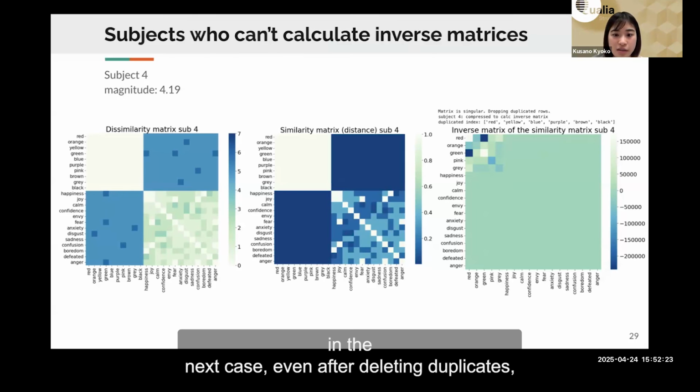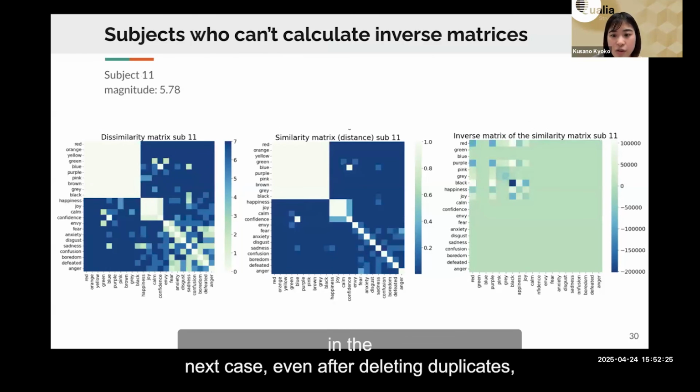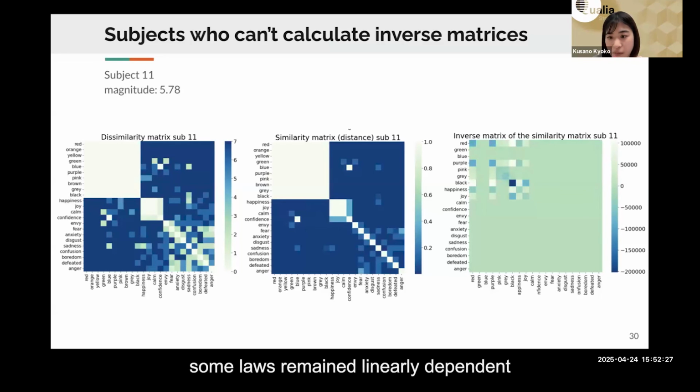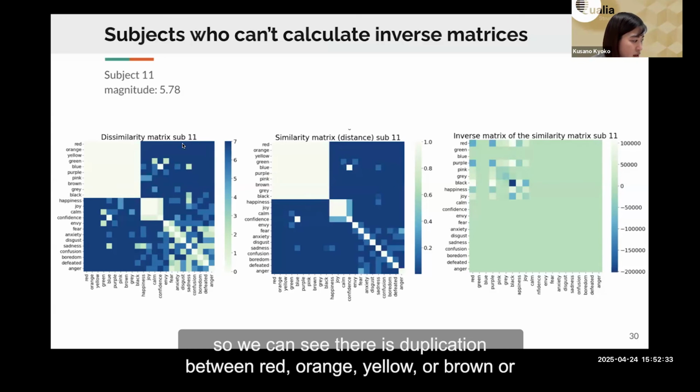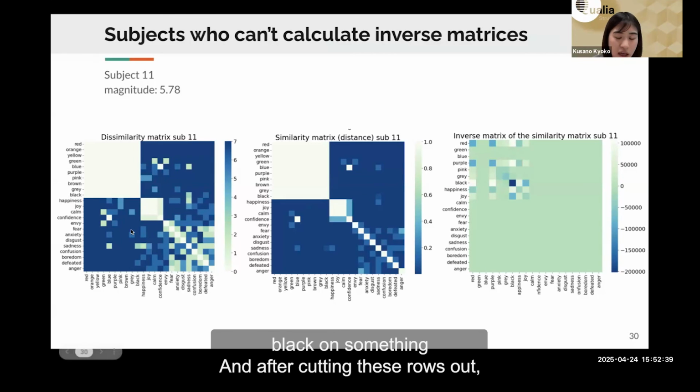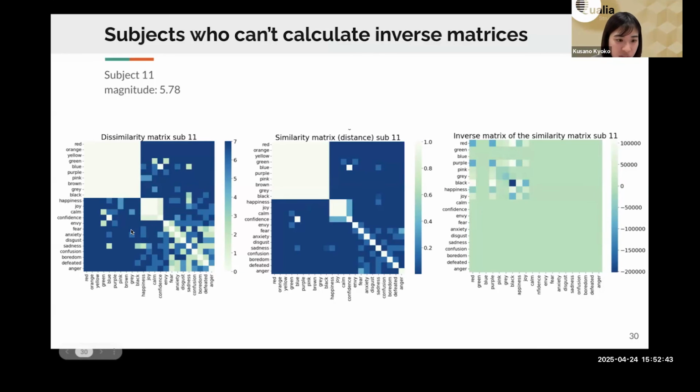Yes, and in the next case, even after deleting duplicates, some rows remained linearly dependent. So we have to use the pseudo-inverse. We can see there is a duplication between red, orange, yellow, brown, black, and so on. And after cutting these rows out, there remain some linear relationships.